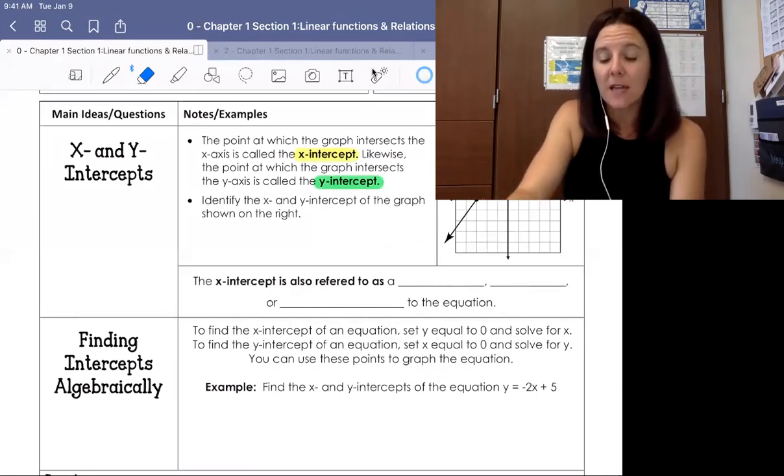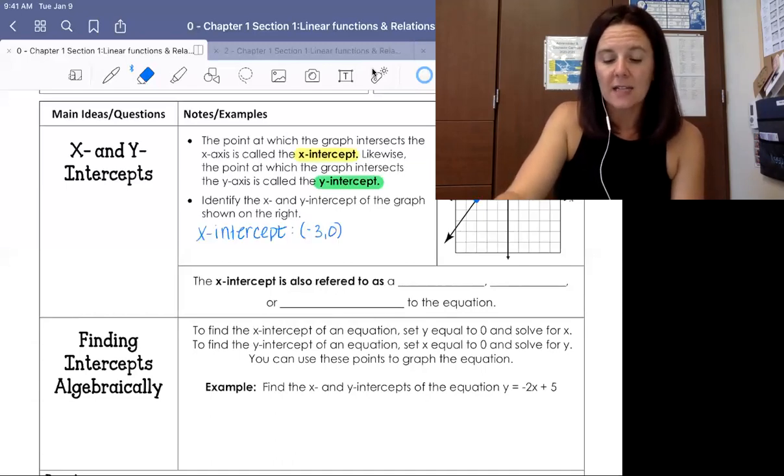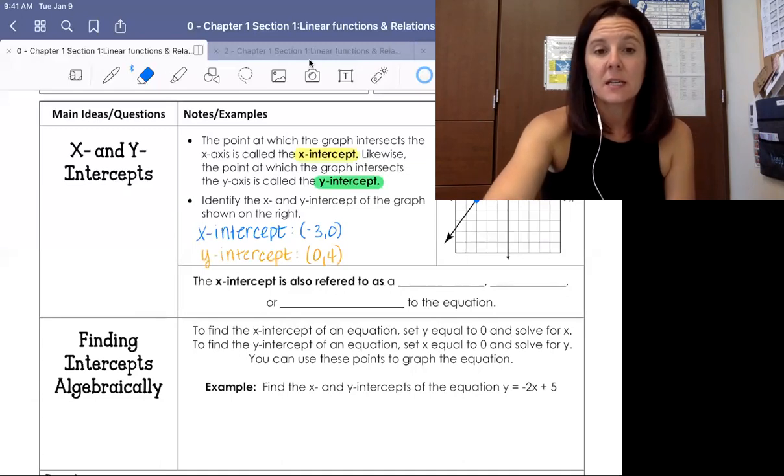And we can find them pretty easily by looking at a graph because we just want to look at where they cross. So our x-intercept for this line is where it crosses the x-axis, which is (-3, 0). The y-intercept is where it crosses the y-axis, which is (0, 4).